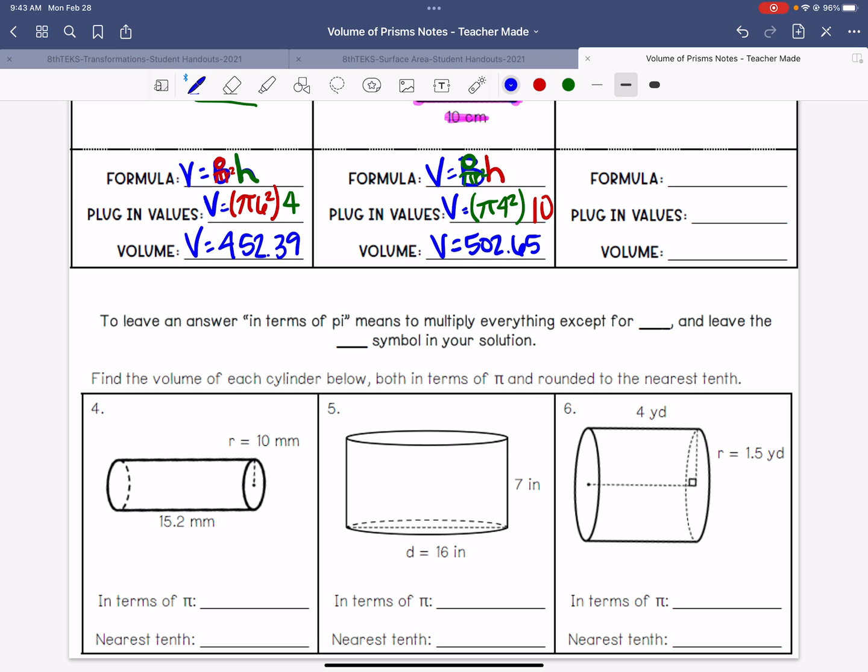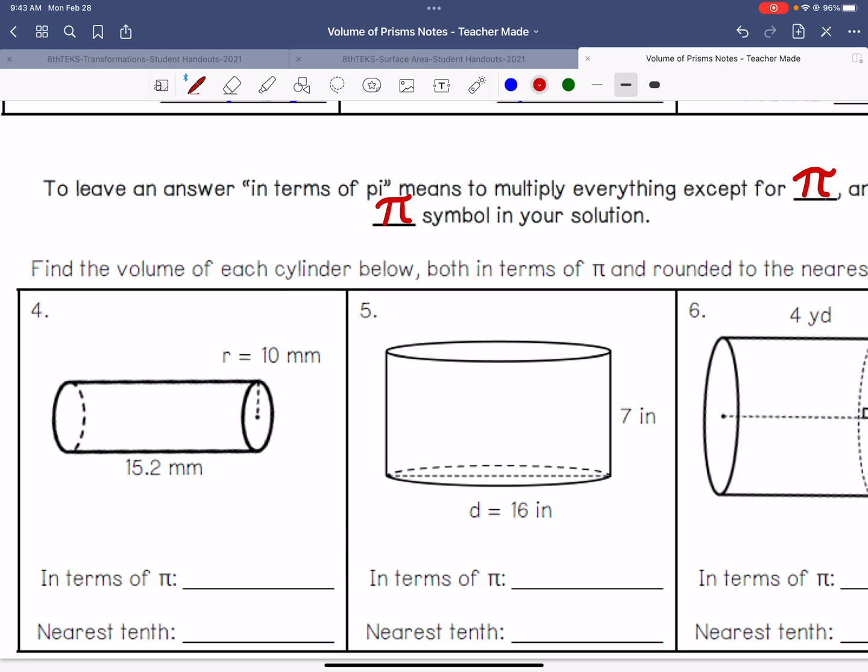Okay, so to leave an answer in terms of pi means to multiply everything except for pi and leave the pi symbol in your solution. So on 4, 5, and 6, it's asking you to solve in terms of pi, and then it also wants the actual answer. So I'll show you what that means.